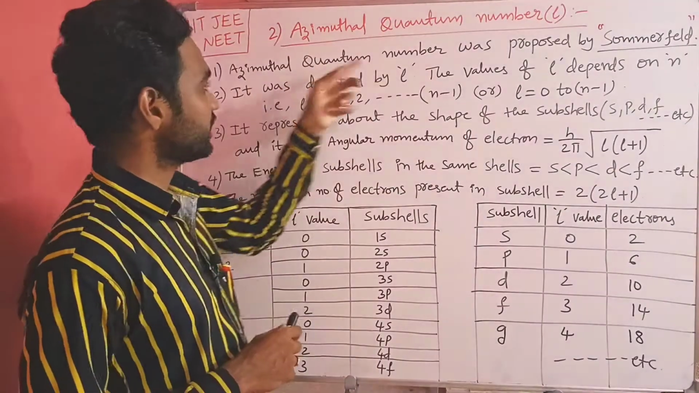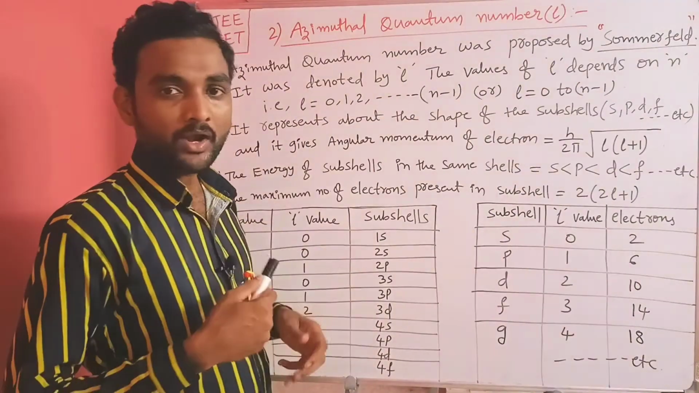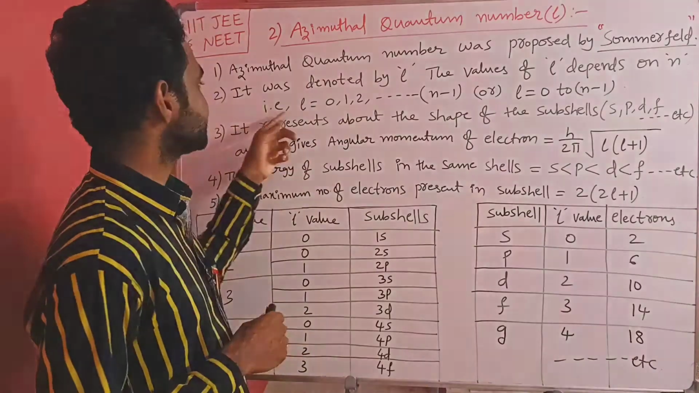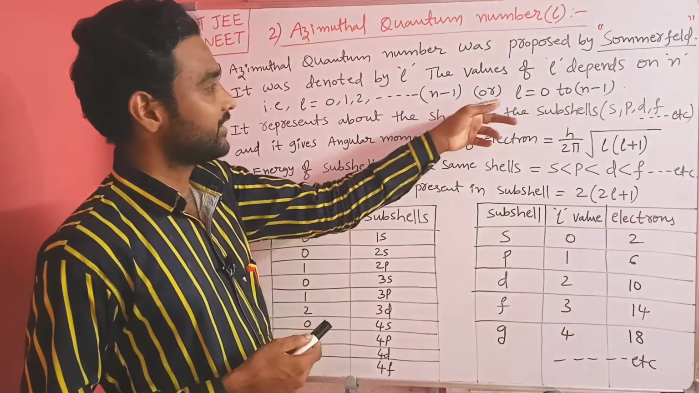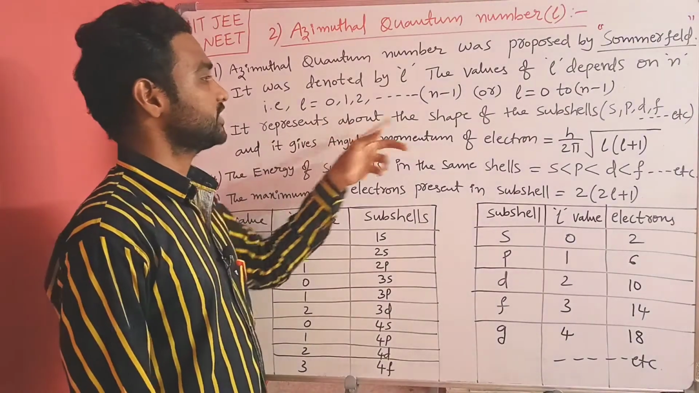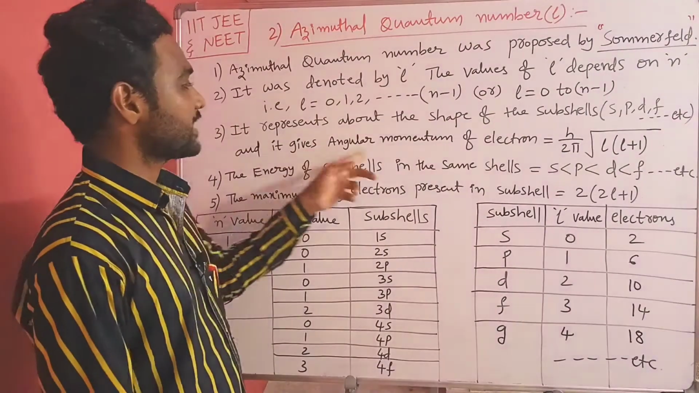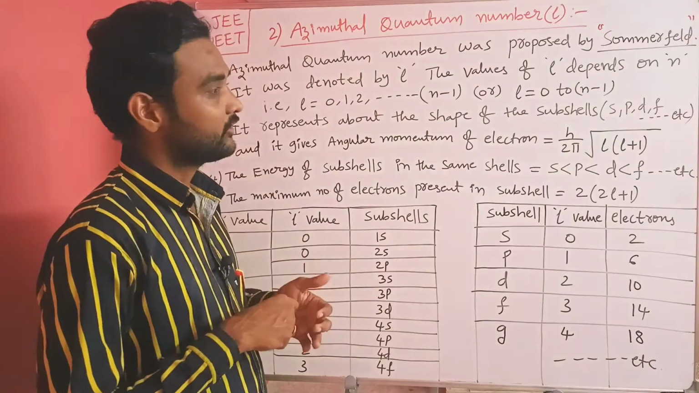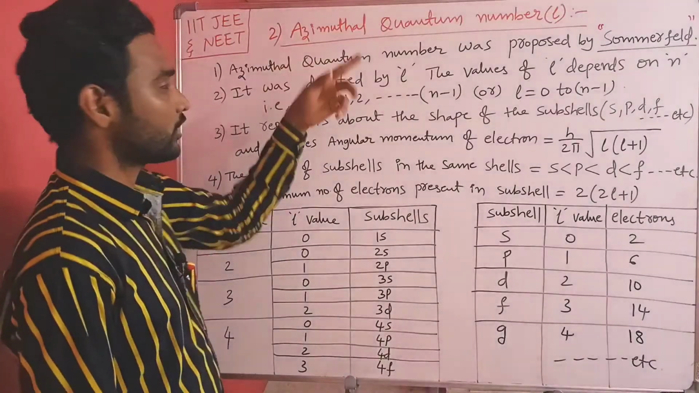Okay, now let me discuss the second quantum number, that is Azimuthal quantum number. Okay, see, Azimuthal quantum number was proposed by the scientist Sommerfeld. It is denoted by small letter l. The values of l depend on n, the principal quantum number. That is, l is equal to 0, 1, 2 and so on up to n minus 1, or l values range from 0 to n minus 1. Remember. Next, it represents the shape of the subshells s, p, d, f and so on, etc. And it gives angular momentum of electron. The formula is h by 2 pi root over l into l plus 1. Here h means Planck's constant, l means Azimuthal quantum number.